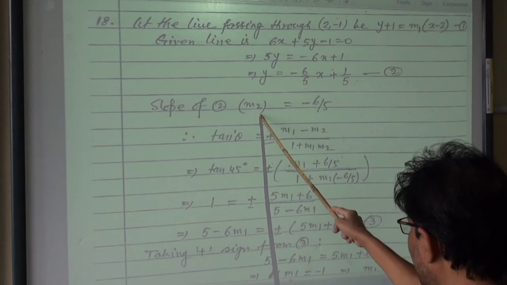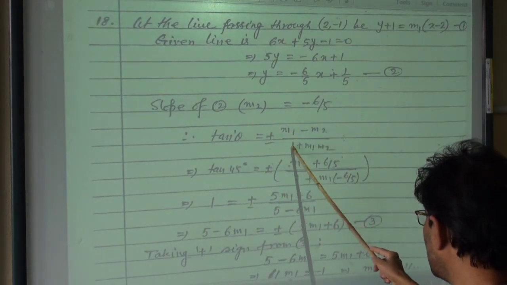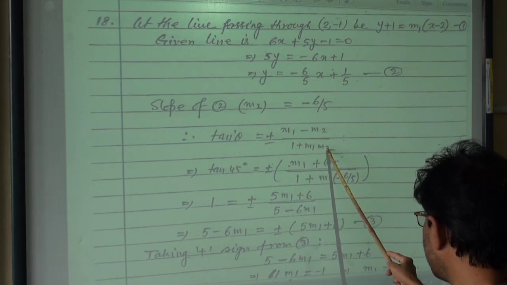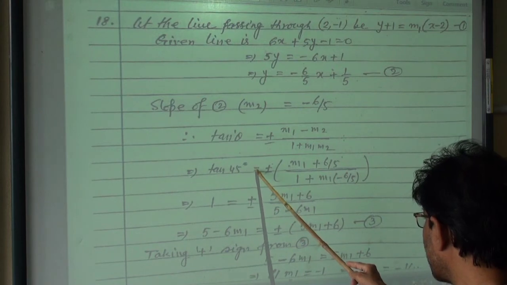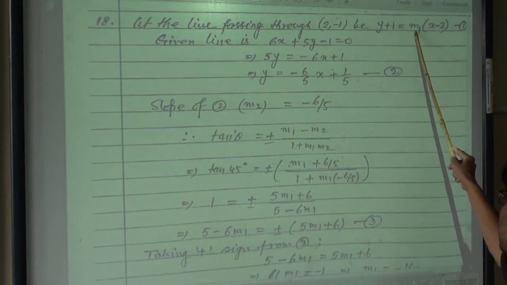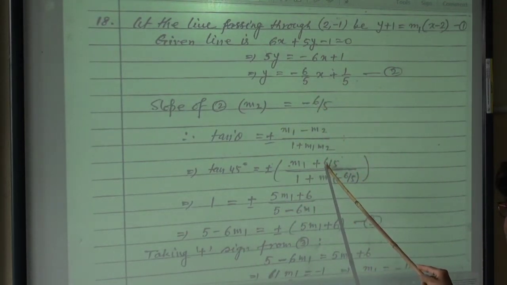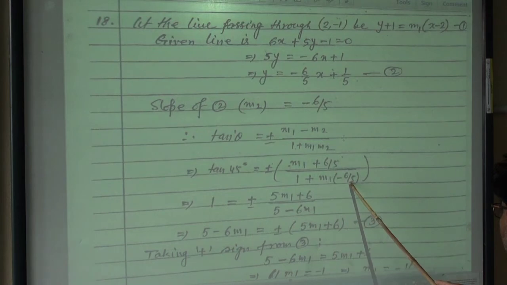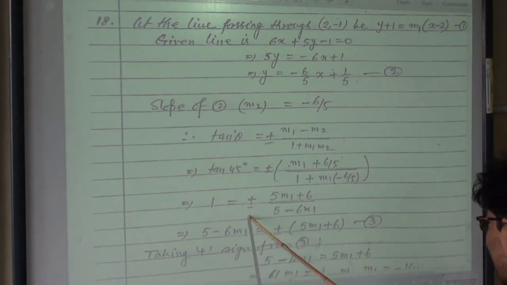The formula to find the angle between two lines is tan theta is equal to plus minus (m1 minus m2) over (1 plus m1 m2). The angle between them is given as 45 degrees, so tan 45 degrees is equal to plus minus (m1, which we don't know and have to find out, minus m2). m2 is minus 6 by 5, so minus and minus plus 6 by 5, over 1 plus m1 m2. The tan 45 degree value is 1, plus minus as it is.